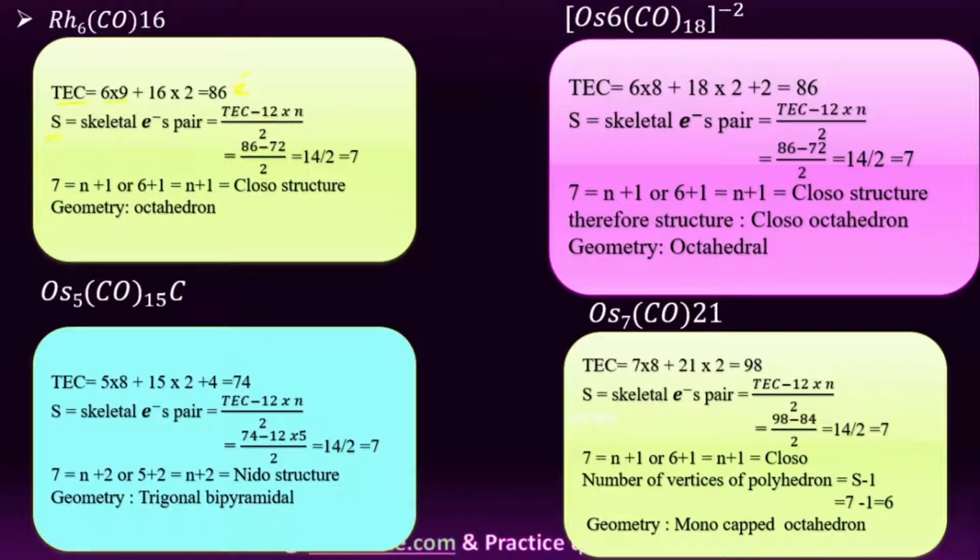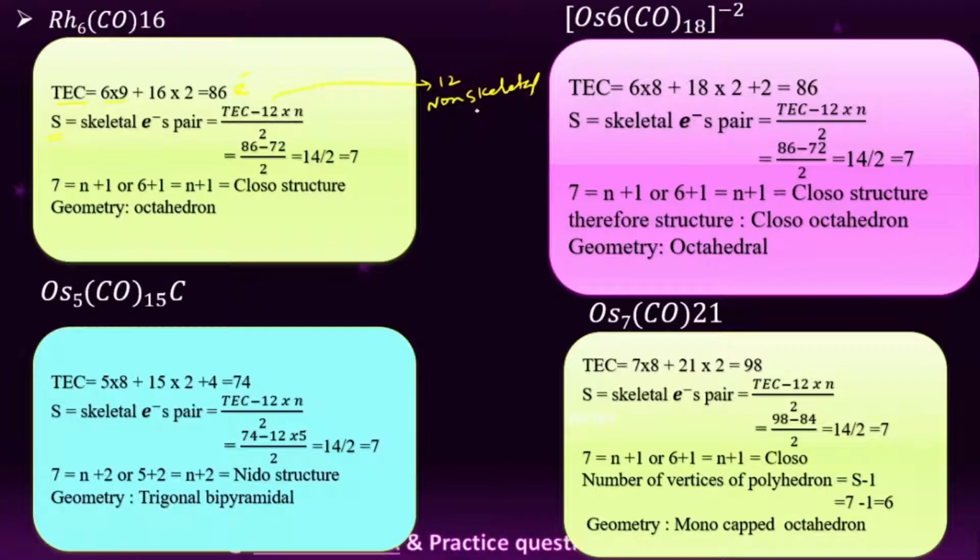So S is the skeletal electron pairs. We get it by using the formula: total electron count minus 12 into n, where 12 into n is the non-skeletal electrons. Here 12 is nothing but the non-skeletal electrons.